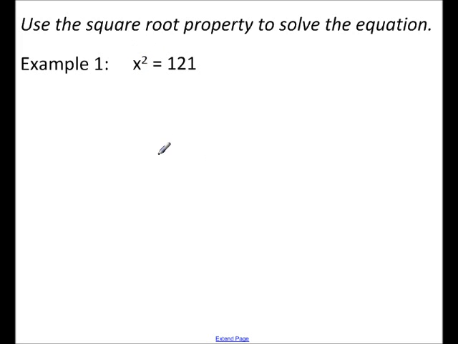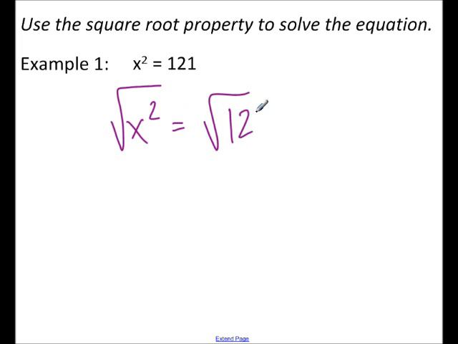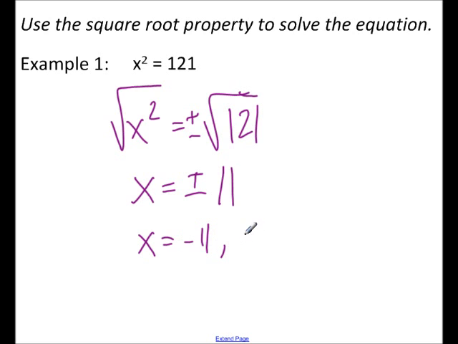x squared equals 121. So in order to cancel out the x squared, we need to take the square root. So we take the square root of 121. As soon as we do that, we put our plus or minus in front because it's going to be the positive and the negative version of whatever the square root of 121 is, which hopefully you're thinking to yourself, hey, it's 11. So we get plus or minus 11. The square root of 121 is 11, since 11 times 11 makes 121. If you want to write that, you can write x equals negative 11 or positive 11.